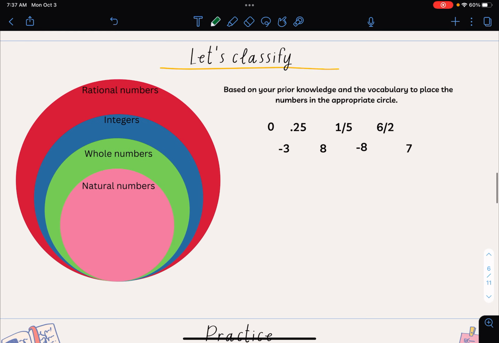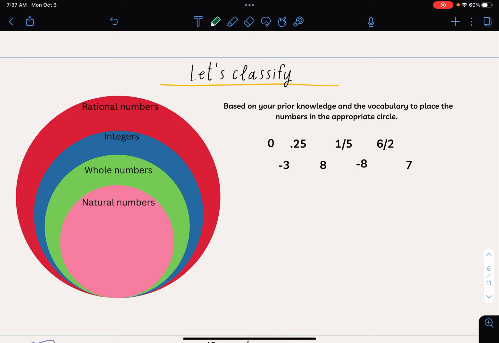So now let's go ahead and classify. We have some numbers, and based on your prior knowledge and the definitions you wrote previously, or the labeling you did on the previous chart, if you see it looks the same, you're going to place the numbers in the appropriate circle. So we're going to place the numbers where they go.